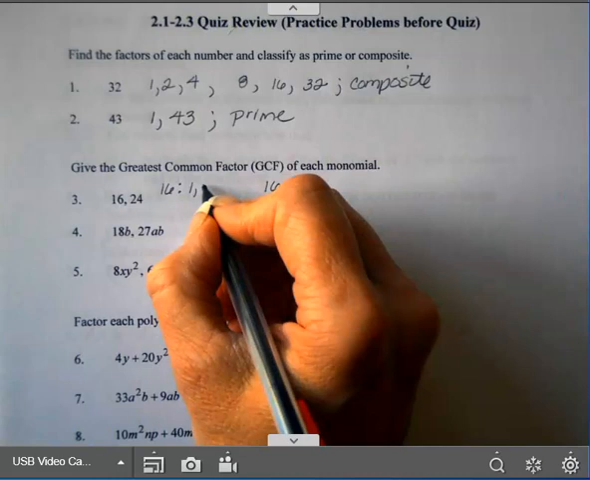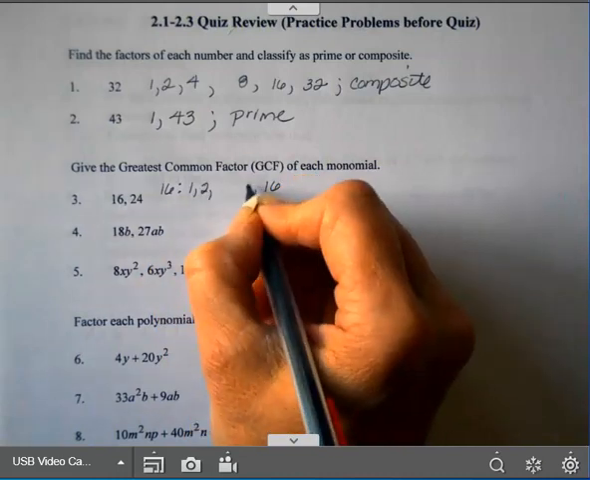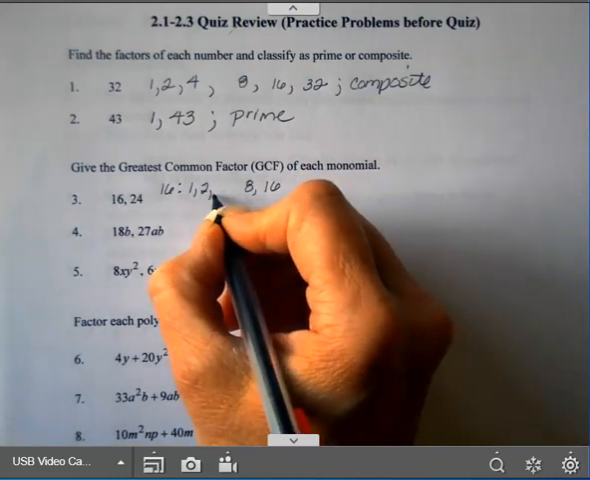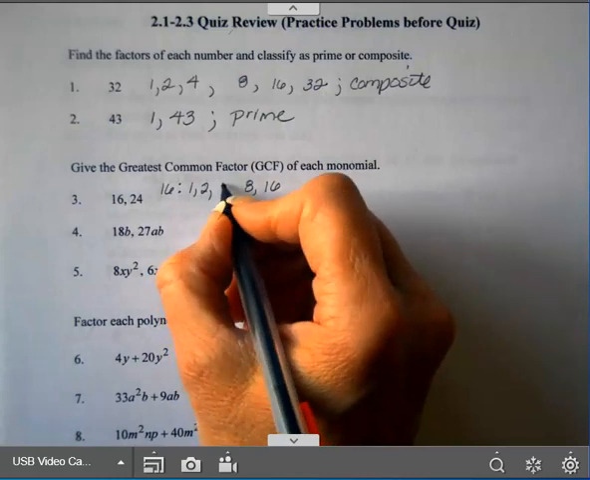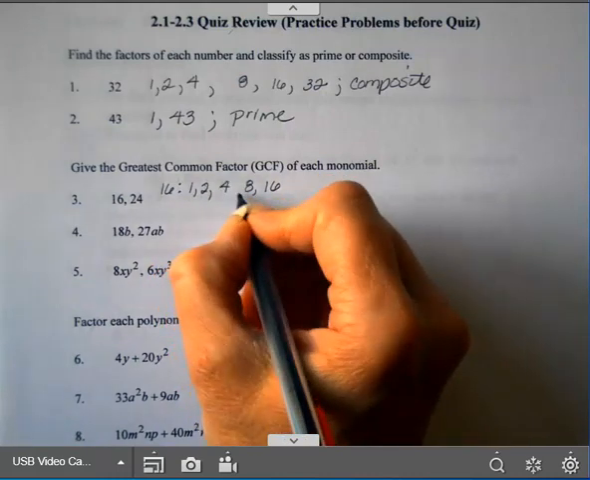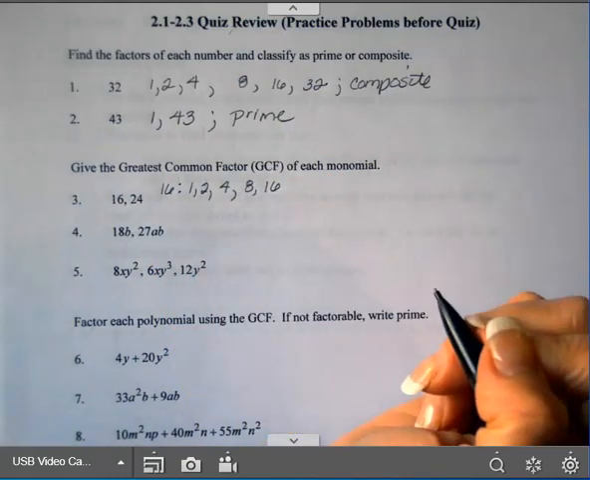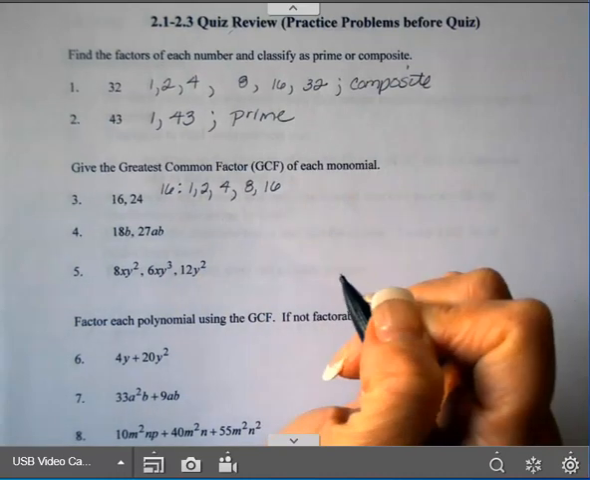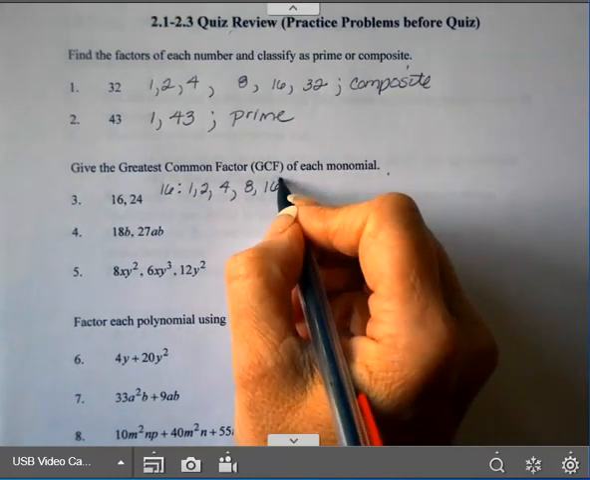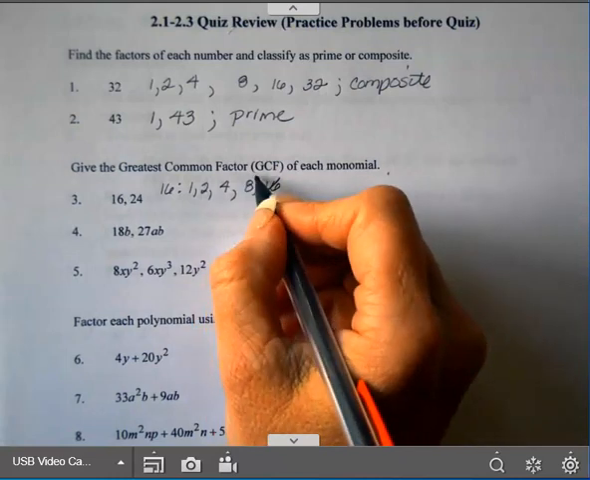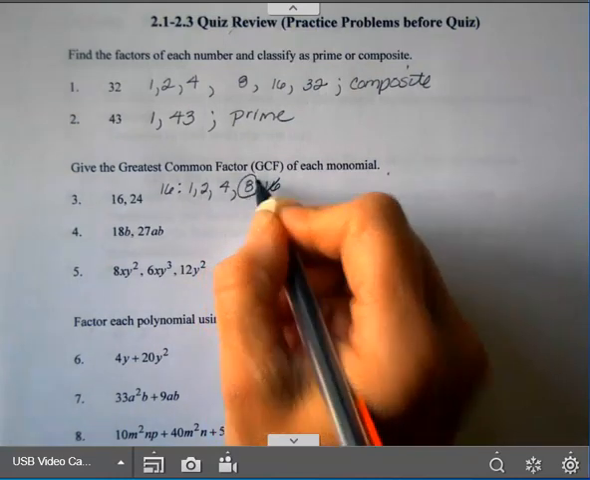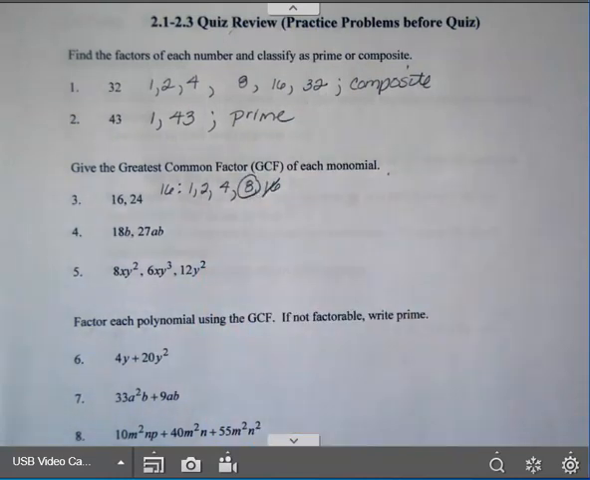So you have 1 and 16, 2 and 8. 3 doesn't go into 16. 4 times 4 is 16, and there are no numbers between 4 and 4. So those are all my factors of 16. And the one that goes into 24: 16 does not. 8 does go into 24. So that is my greatest common factor.